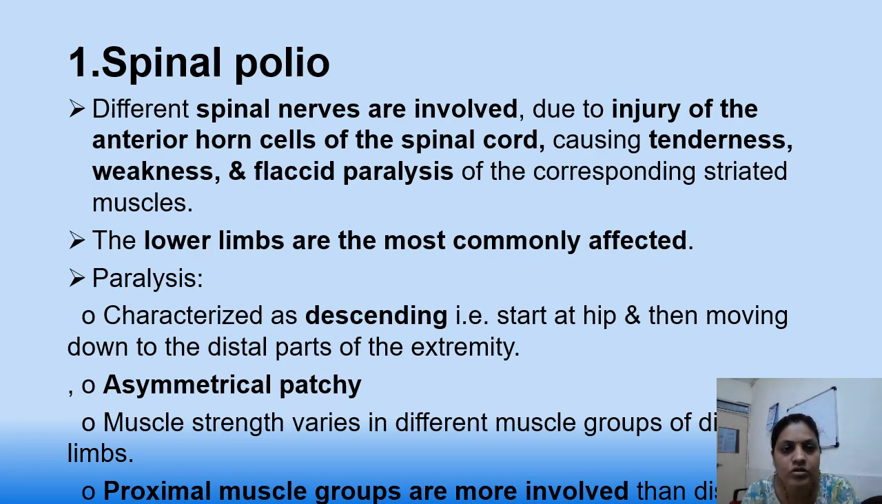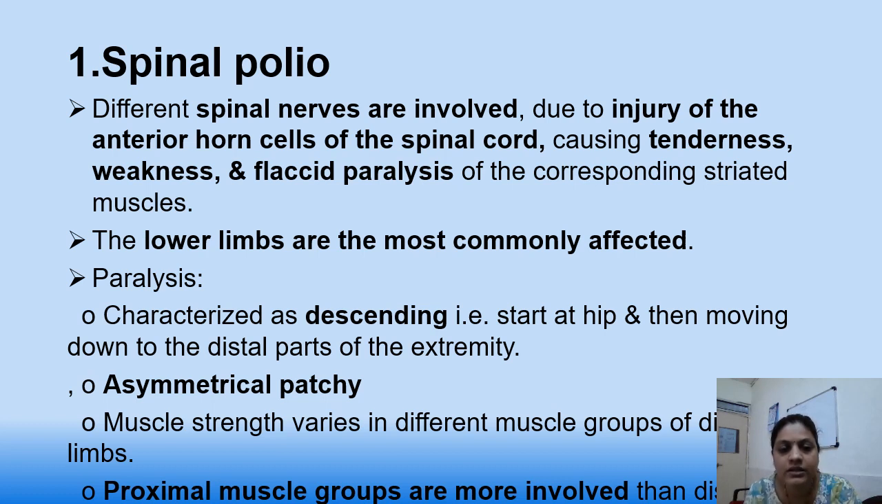So in spinal polio, different spinal nerves are involved with the injury of the anterior horn cells of the spinal cord, causing the lower motor neuron type of weakness, which causes tenderness, weakness, flaccidity. Then the lower limbs are most commonly affected, and the paralysis is typically characterized as a descending type of paralysis. It starts at the hip and then moves down to the distal parts of the extremity.